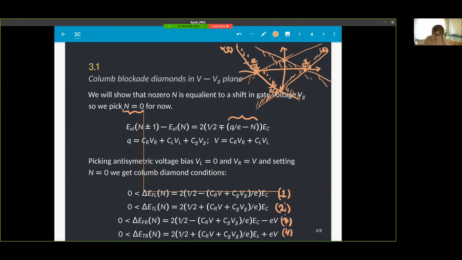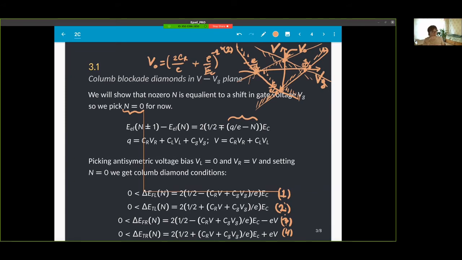And this point, so I draw it asymmetric for a reason, because this particular point is what it is. Let me just write it up. Let's call it V0. Sorry, it's messy. So I was drawing this in the VG and V plane. And let's call this point V0. V0 is 2C right over E plus E over EC minus 1. So it's smaller than this lower point.